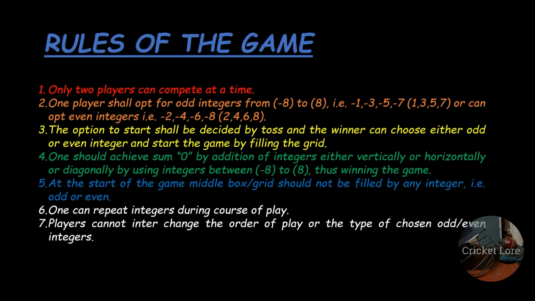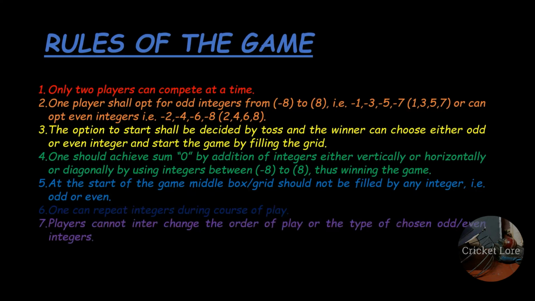Players can repeat the integers, that is, if I am starting with 6, I can again put 6 in any of my next moves. Players cannot interchange the order of play or the type of chosen integer, either odd or even. If I am starting with odd, then the even number player should play, or vice versa. We should maintain the same order.